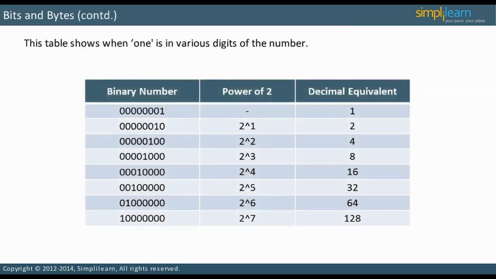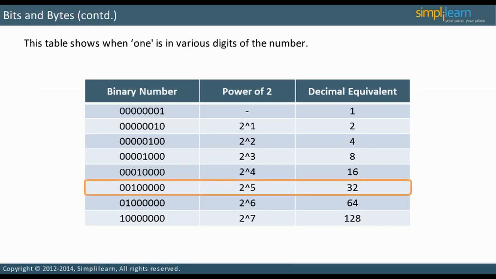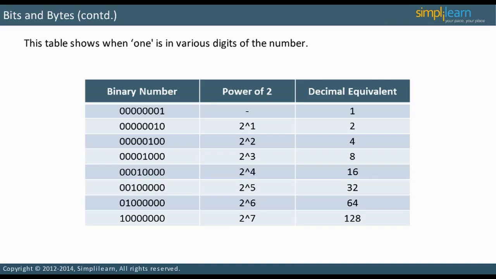The table on the slide highlights what it means when a 1 is in various digits of the number. For example, if a 1 is in the 6th digit from the right, this represents 2 to the 5th power, or 32. Now let us convert binary to dotted decimal format in the next slide.